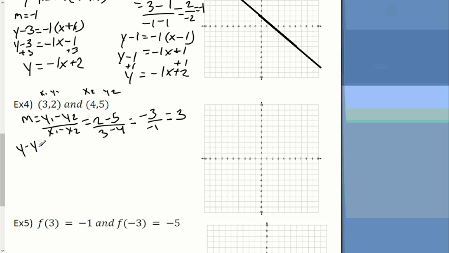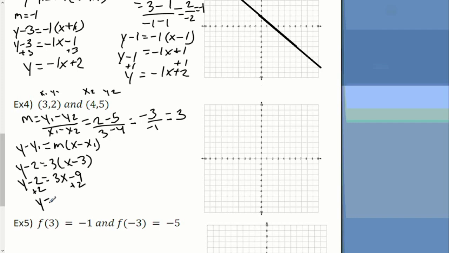Then we put that into the point slope formula. Y minus y1 equals m times x minus x1. I'm going to use this point in this case, but you could use either point. In fact, in your notes, you could actually do the other one and see if you get my answer. Y minus 2 is equal to 3 times x minus 3. Y minus 2 is equal to 3x minus 9. Distribute the 3. Add 2 to both sides. And I'm done. Y equals 3x minus 7.